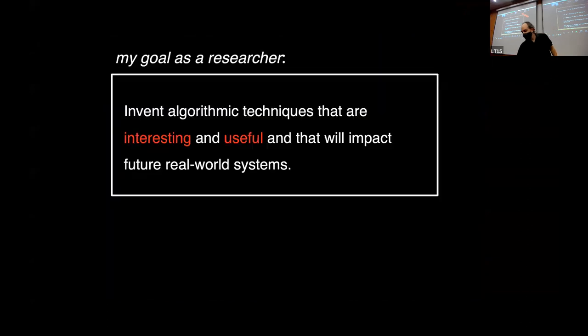Great. And so in that vein, before I really get started, let me talk a little bit for a sec about my goal as a researcher. As I said, I am mostly a theorist. I focus on algorithmic research, especially algorithms for distributed systems. I want to invent algorithms that are interesting and useful and that will impact future real world systems. This is my goal. This is what I want to accomplish.